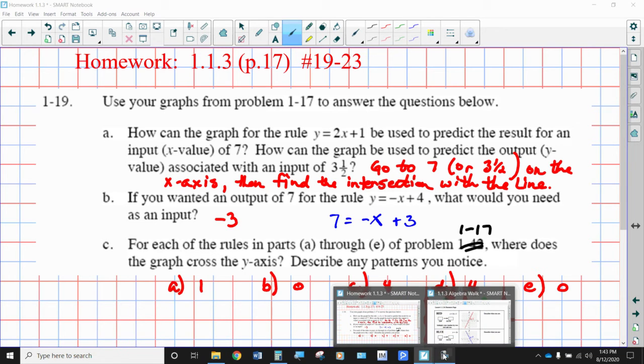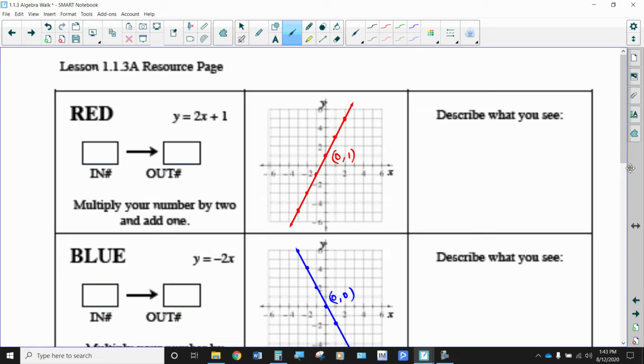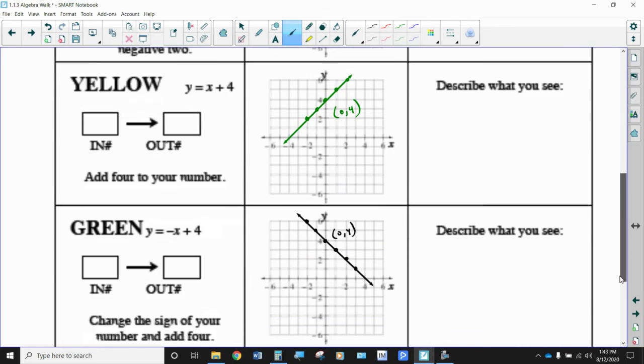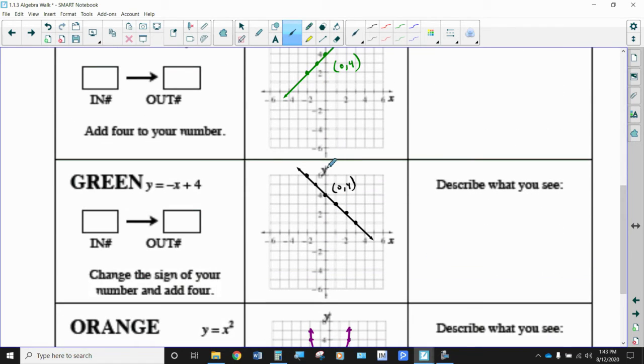So we want an output of 7, right? So let's go to y equals negative x plus 4, which is this one. If we want an output of 7, which would be right here, that means that your input would have to be what number? It looks like that's going to be right around negative 3.